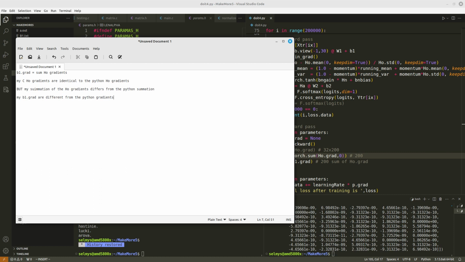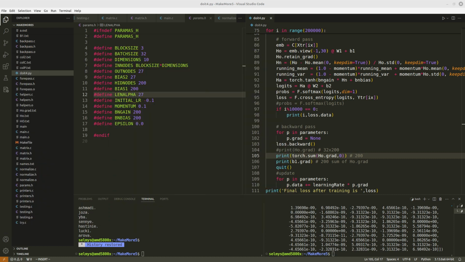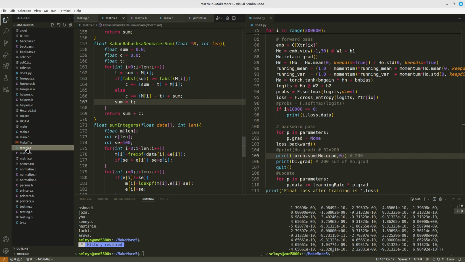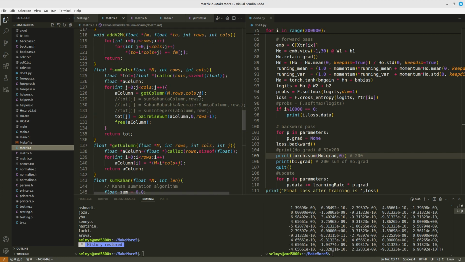And I can't figure out why my summation is different. So what I've done here is to show you, let me move that aside here. If I go to matrix, let me go to matrix here. In my matrix, I tried all kinds of summations. For example, this is my main summing columns. I have an array here of M with rows and columns. They're all floats, and I want to sum them up.